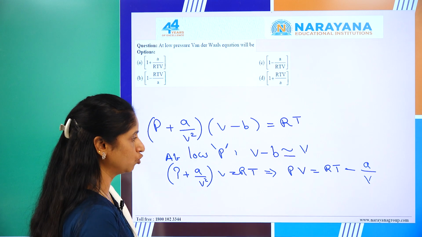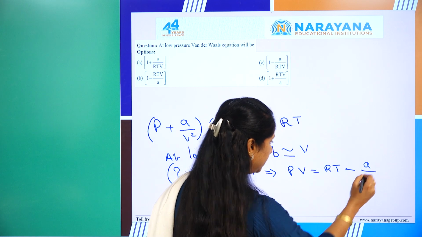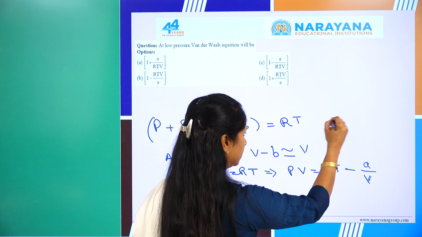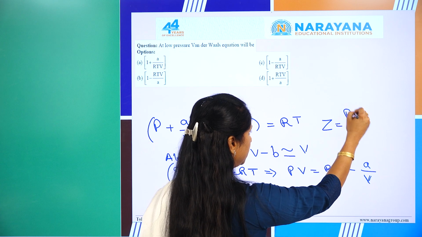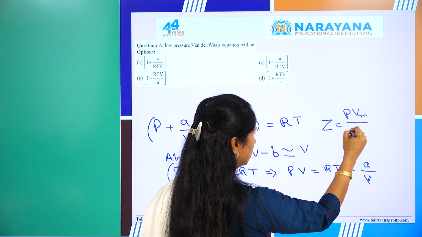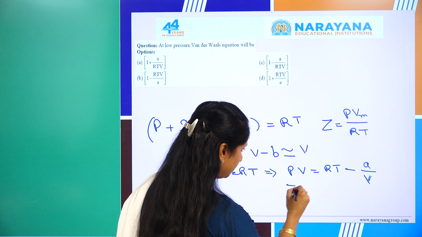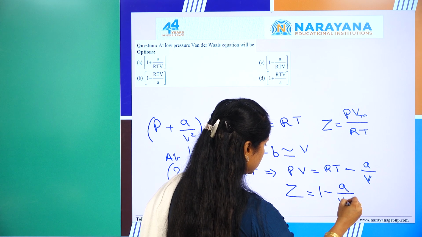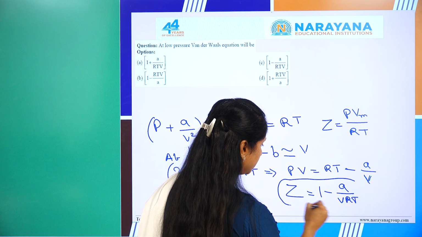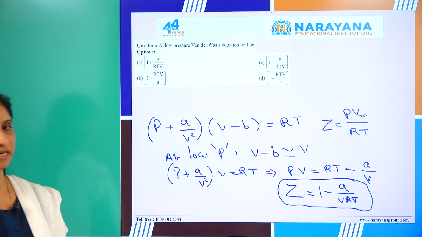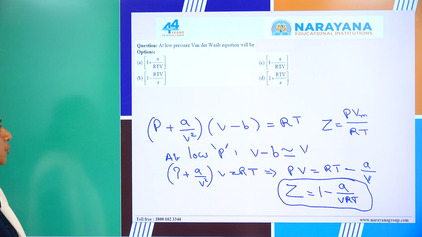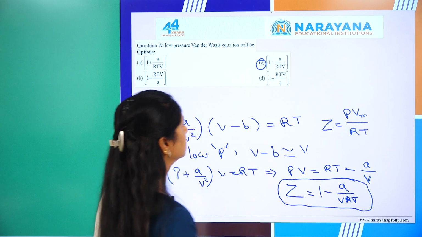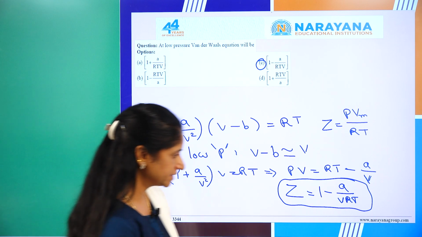So if I am dividing throughout with RT, PV by RT, which is nothing but the compressibility factor, I am dividing throughout with RT. So Z is equal to PVm by RT, the compressibility factor. Therefore, the compressibility factor Z is equal to 1 minus a by VRT. So this is the form that is taking place in the van der Waals gas equation, the compressibility factor at low pressures. So therefore I can go with Z is equal to 1 minus a by VRT. Let us see the next question.